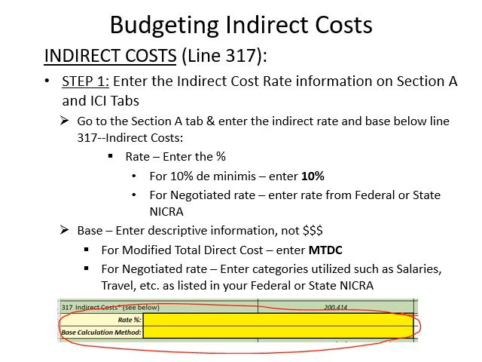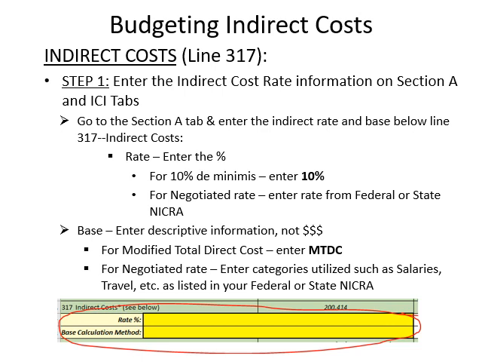For the base, you would enter the descriptive information, not dollars. So if you look at the example here on the screen in the yellow cells at the bottom, the rate percentage is your percentage, either 10% for de minimis or your negotiated rate. And for the base, you put in a descriptive explanation of the base, not the dollar amount.